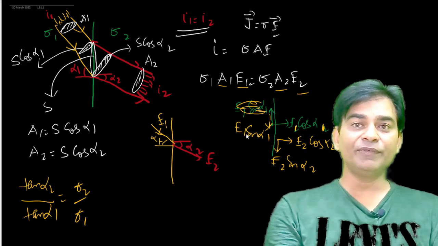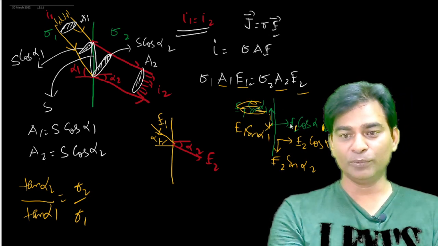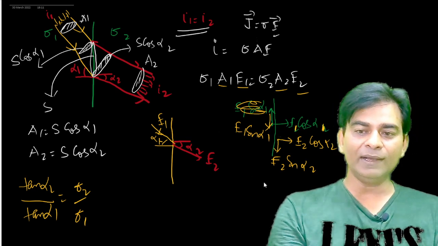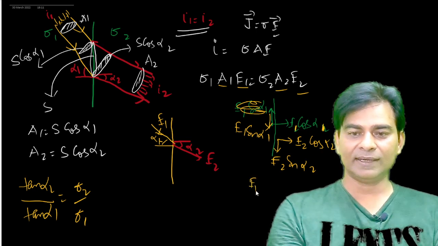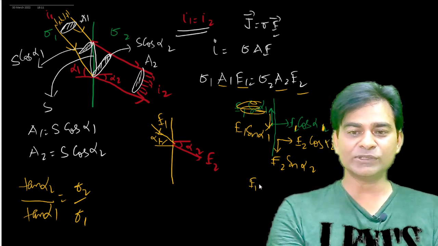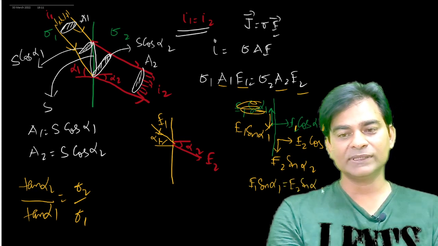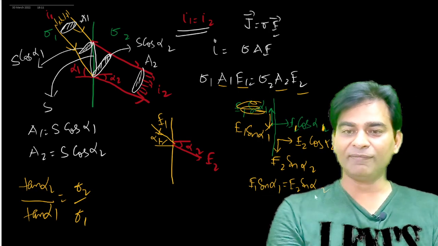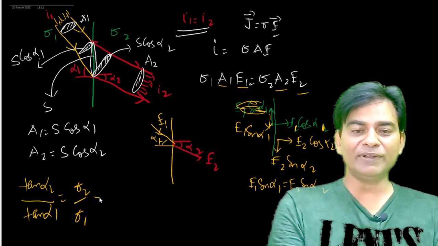From the boundary condition we know that the electric field parallel to the interface in both the regions will be the same. So the parallel fields are E1 sin alpha 1 on one side and E2 sin alpha 2 on the other side. So E1 sin alpha 1 is equal to E2 sin alpha 2. There we get E1 by E2 in terms of sin alpha 1 and sin alpha 2, and we have to calculate sigma 2 by sigma 1.